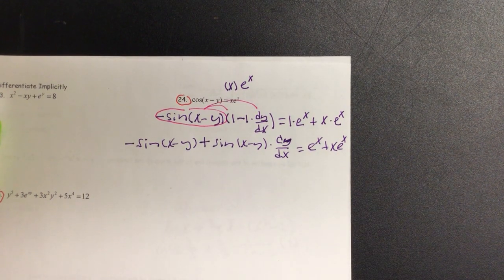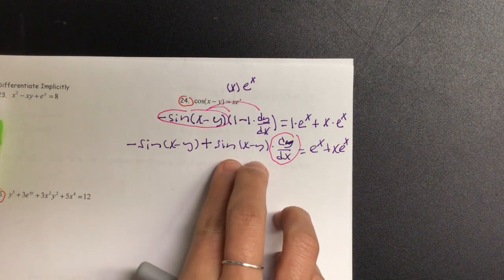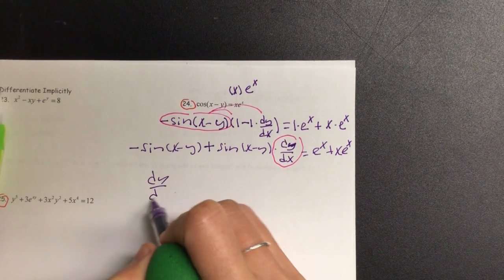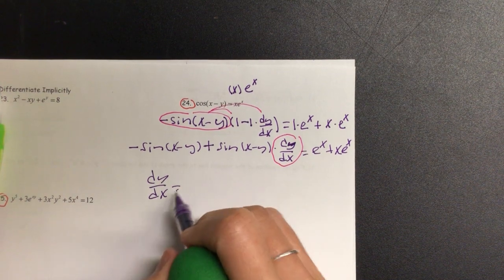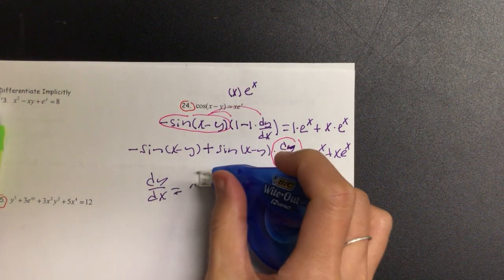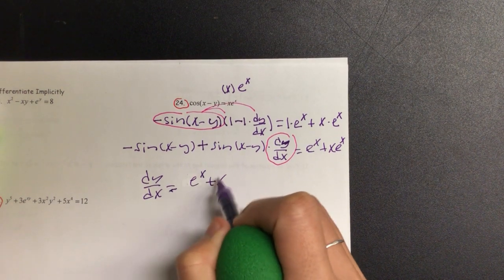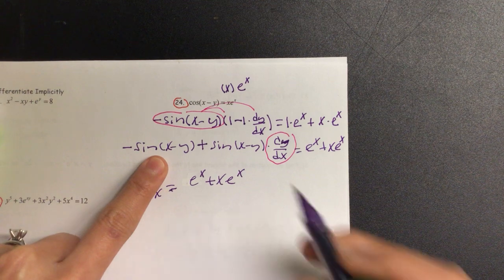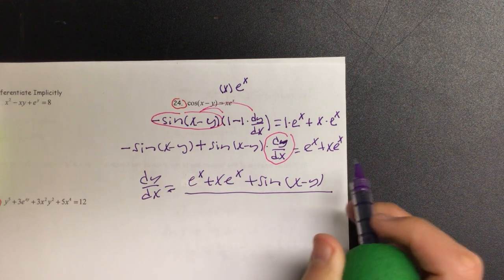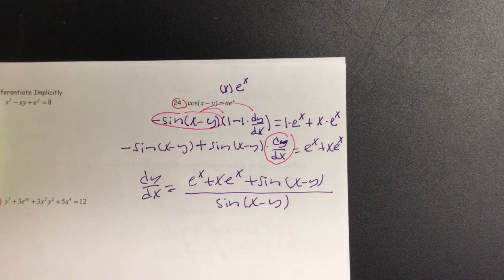Since our goal is to make dy over dx by itself, which is on the left side, we're going to subtract all of this and divide it by the coefficient in front. So when I do, we get dy over dx is equal to, let's leave the right side as it is. Oh, it's not just x, it's e to the x. So we have e to the x plus x times e to the x. And we're going to add this guy, plus sine of the x minus y, all over the coefficient in front of the dy over dx, which is sine of x minus y. And we're done.